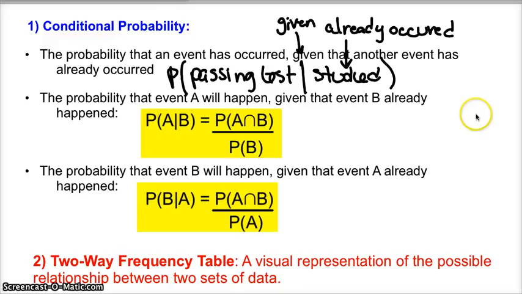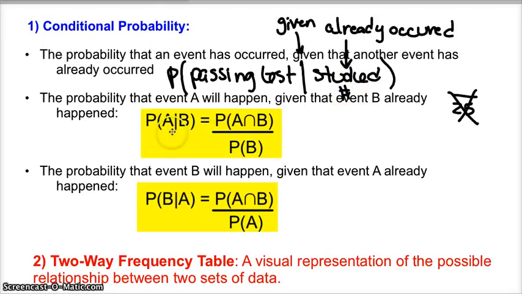So if you were to think about your class and maybe there are 25 students in the class, I'm not asking for the probability of a student passing out of 25 or studied out of 25. I'm asking the probability that a student will pass the test given that they studied. So no longer are we using the entire 25 students, we're using how many people studied.